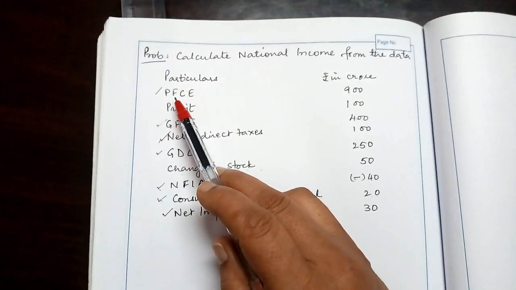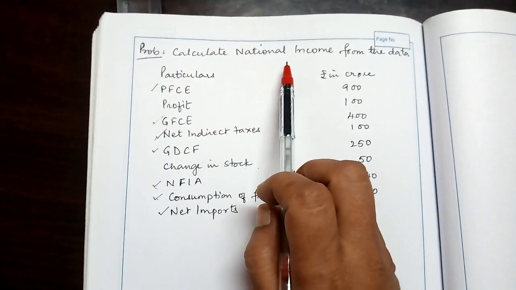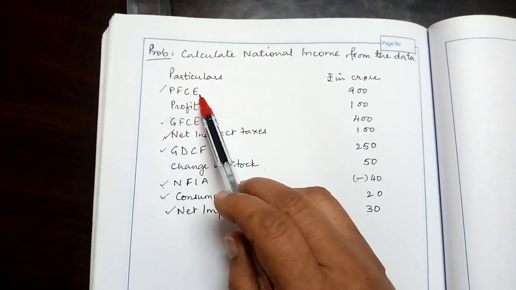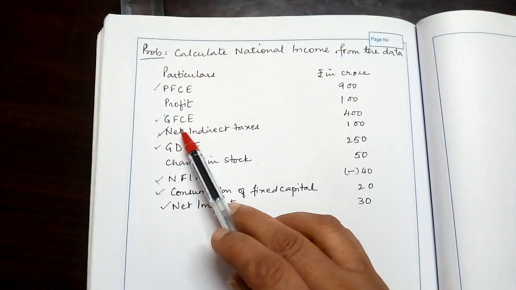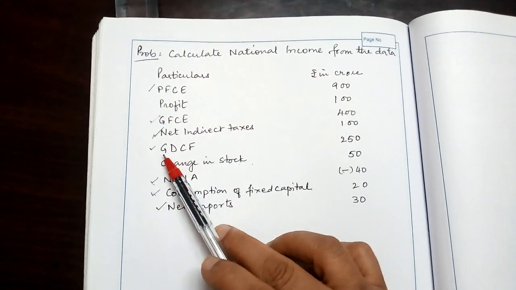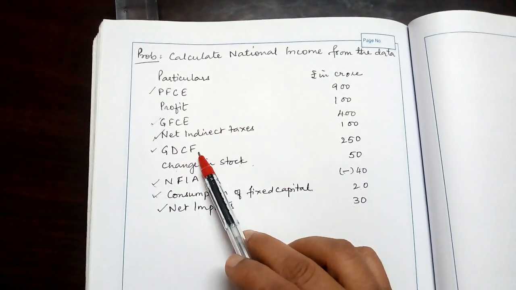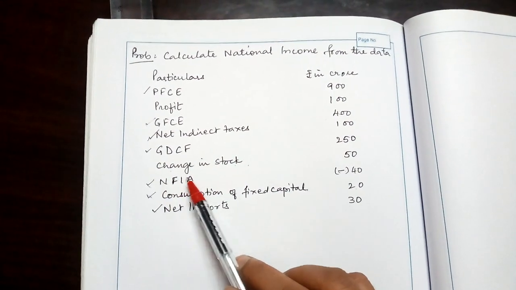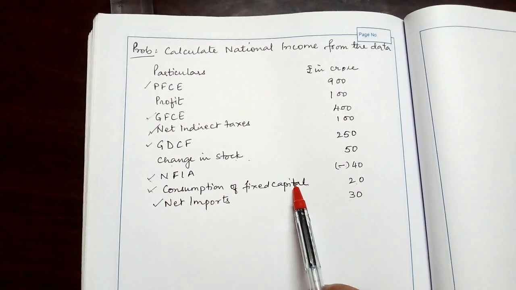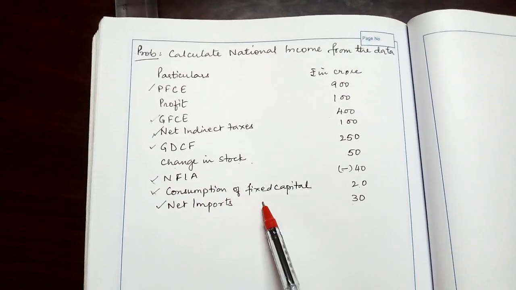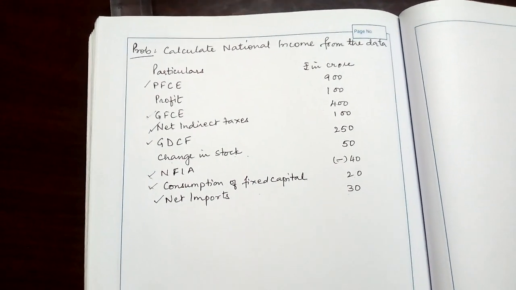To calculate national income using the expenditure method, we need private final consumption expenditure, government final consumption expenditure, net indirect taxes, gross domestic capital formation, net factor income from abroad, consumption of fixed capital or depreciation, and net imports. Let us put these values together.